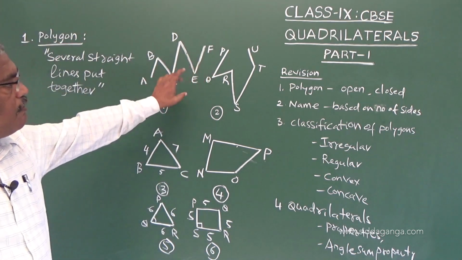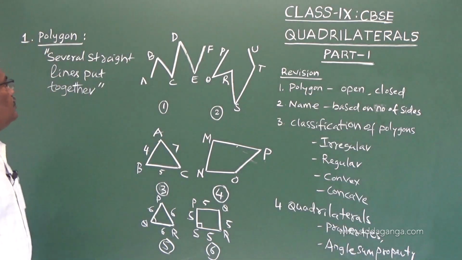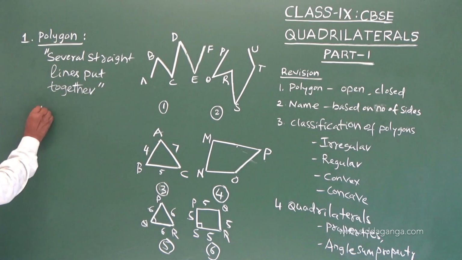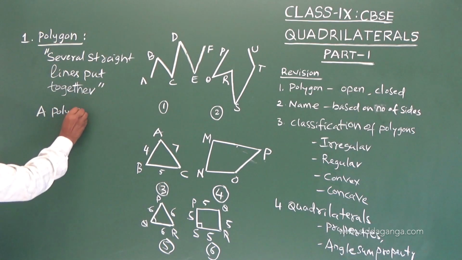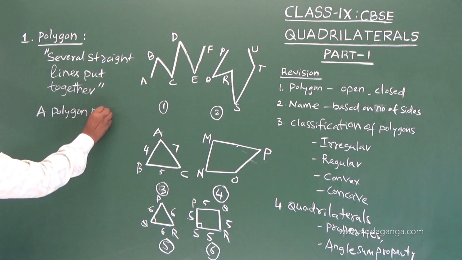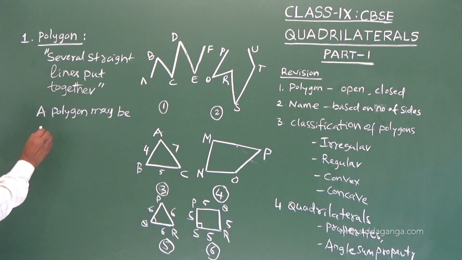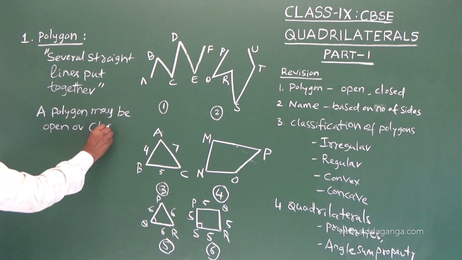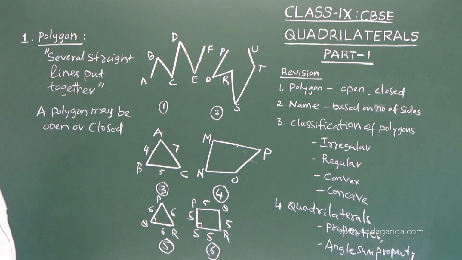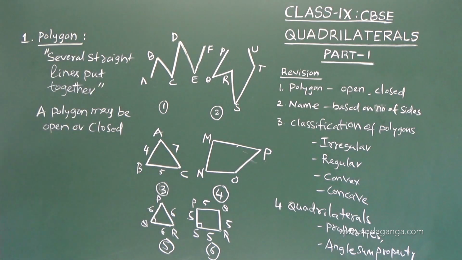So under that we have classification. It may be open or closed. So I will write a polygon may be open or closed. Open or closed. So then what is open?